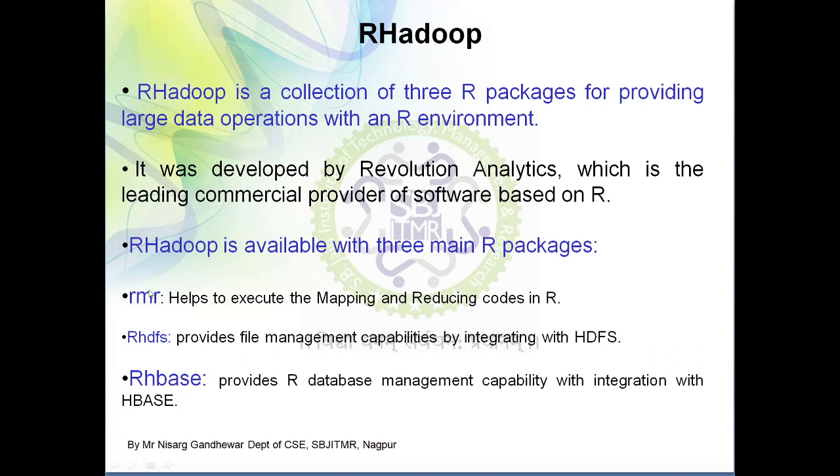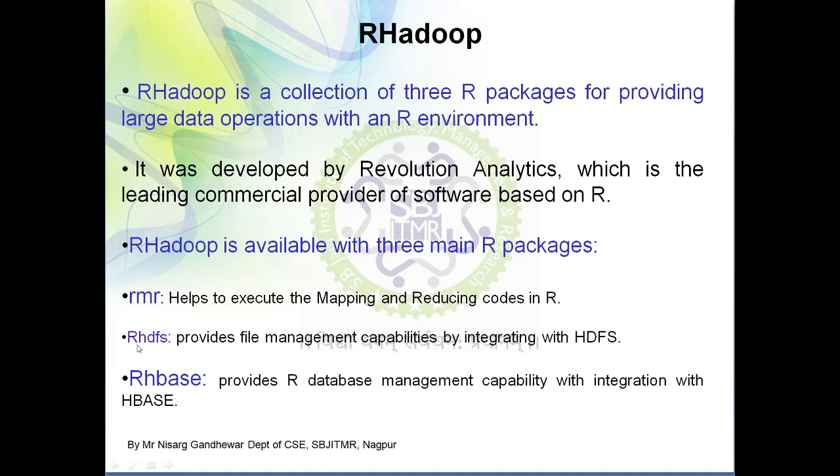The very first package is RMR. RMR means R MapReduce. It helps to execute MapReduce code in R. This is a very important package available in RHadoop. In order to write MapReduce in R, you can use this particular package. RMR was developed earlier, but nowadays the RMR2 version is available, which helps us write a MapReduce program with the help of R.